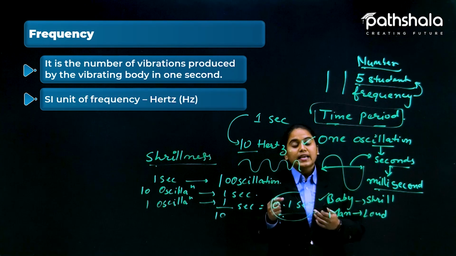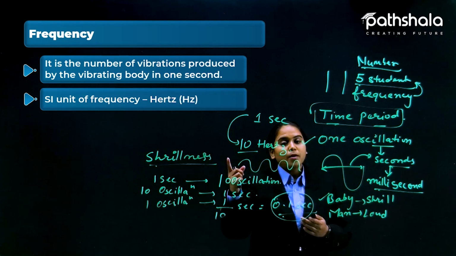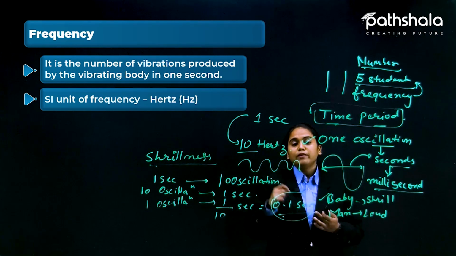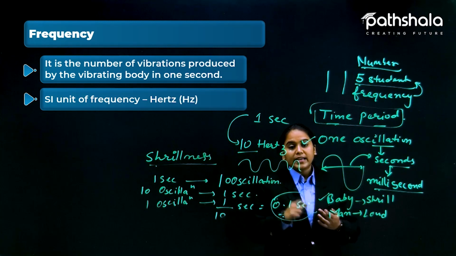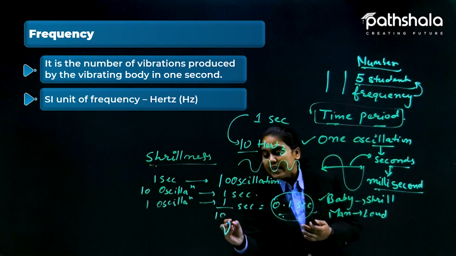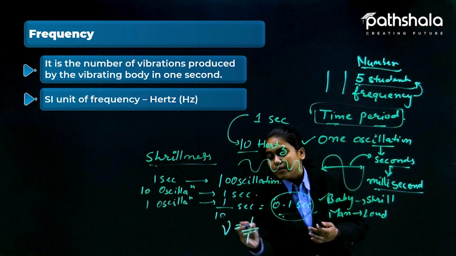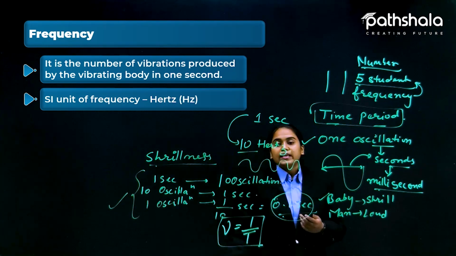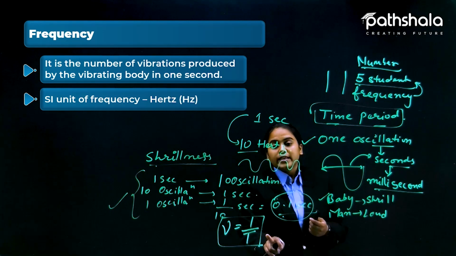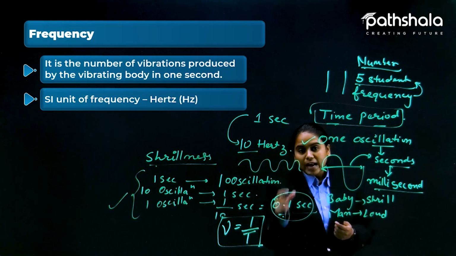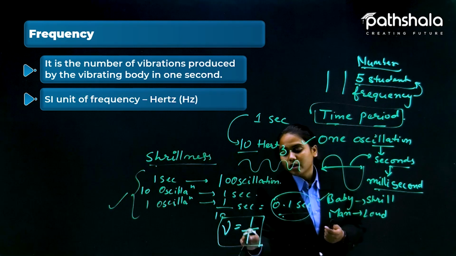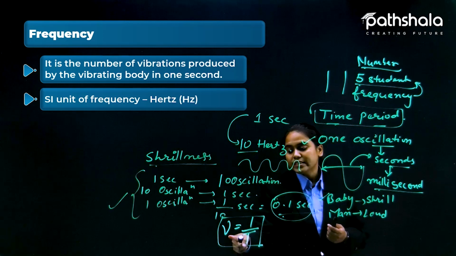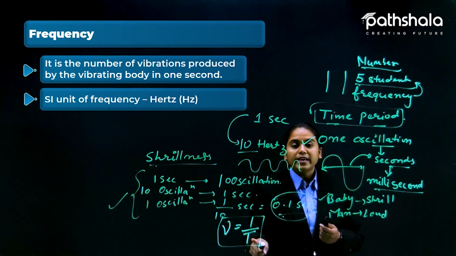So shrillness depends on frequency, and if we want to know the relation between frequency and time period, we can say that frequency is the reverse of time period. This is how we find the time period with the help of frequency. So this is the formula. If in some questions we get to know the time period, we can find the frequency also, and if you have a frequency value, then you can also find the time period.